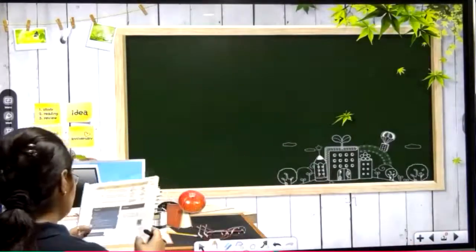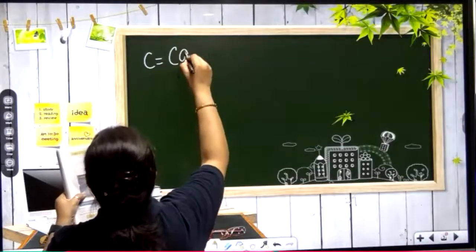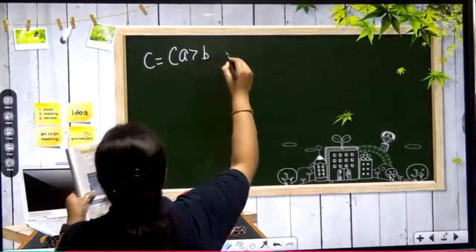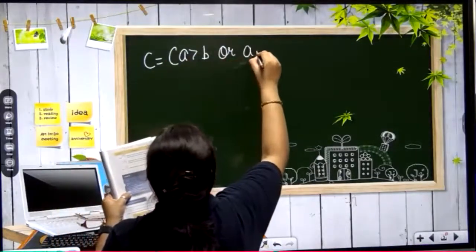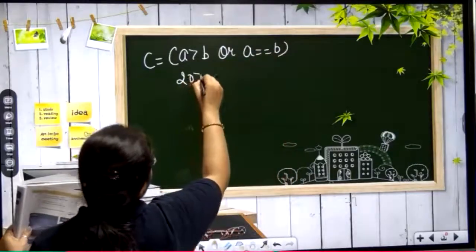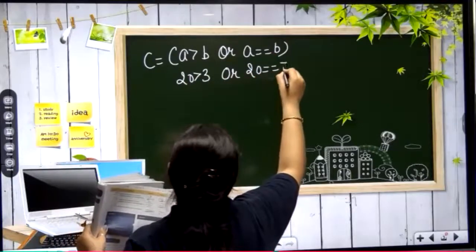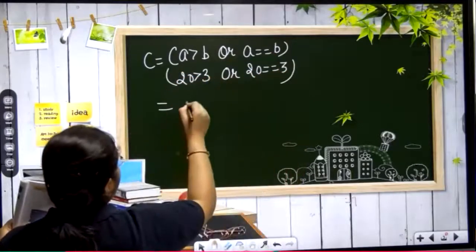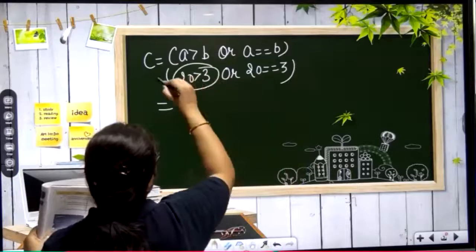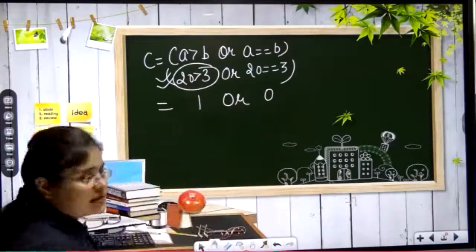Okay. So the next condition in the program is C is equal to A greater than B or A equal to B. So now 20 greater than 3 or 20 equal to 3. So 20 is greater than 3, so this one is true, and this one is false. 20 is not equal to 3.